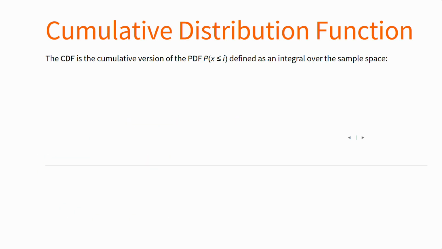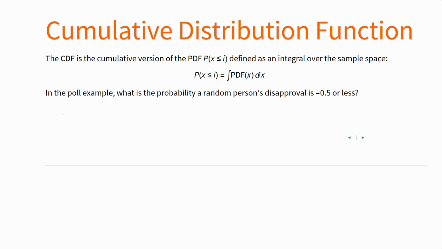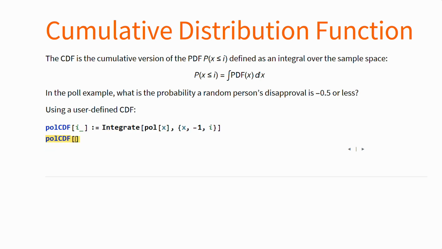The continuous cumulative distribution function is still the probability that x is less than or equal to I inclusively. This is the integration of all PDF probabilities from the beginning to I. This is the symbol for integration. All you have to change from the discrete CDF is replacing the word sum by integration. Let's say in the poll example, you want the probability that the value is less than minus 0.5. So just write the CDF with integrate and compute at minus 0.5.